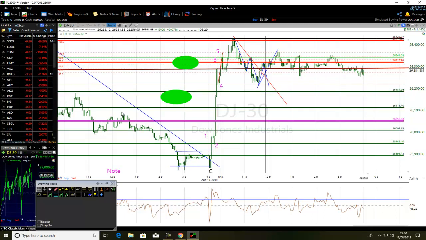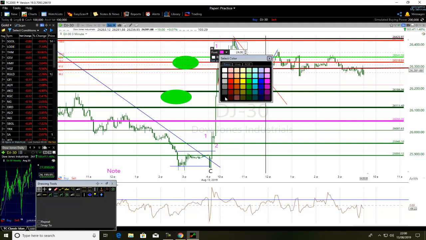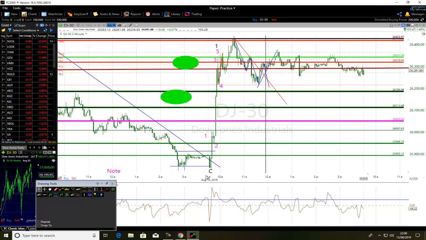All right? So when we count 1, 2, 3, 4, 5, this 1, 2, 3, 4, 5 will become what? 1. So our expectation, that's 1. I'm going to change the color into black, which I usually do. 1, 2, 3, 4, 5 will become another impulse wave of a higher degree. Let's see, we leave it 1. So this move here is a flat correction.